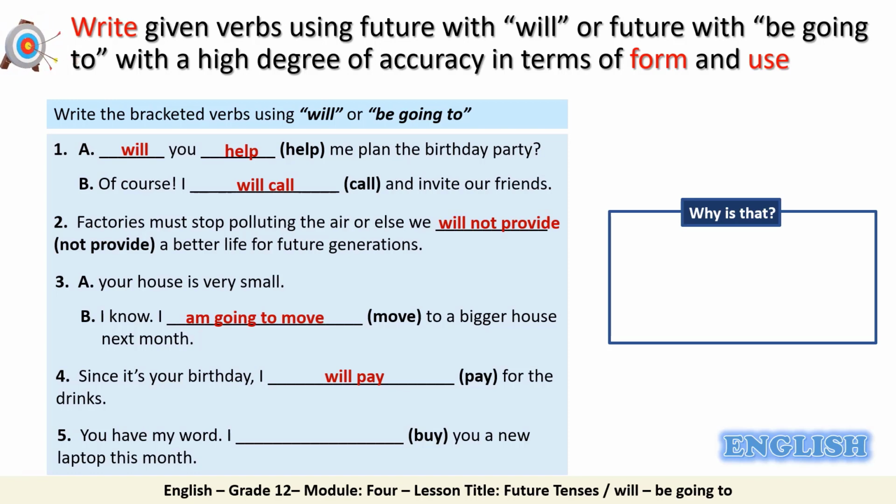As for sentence 5, can you tell me what we should write? Exactly, will buy. Can you tell me why we use the future with will here? That's true, because the speaker is making a promise here.